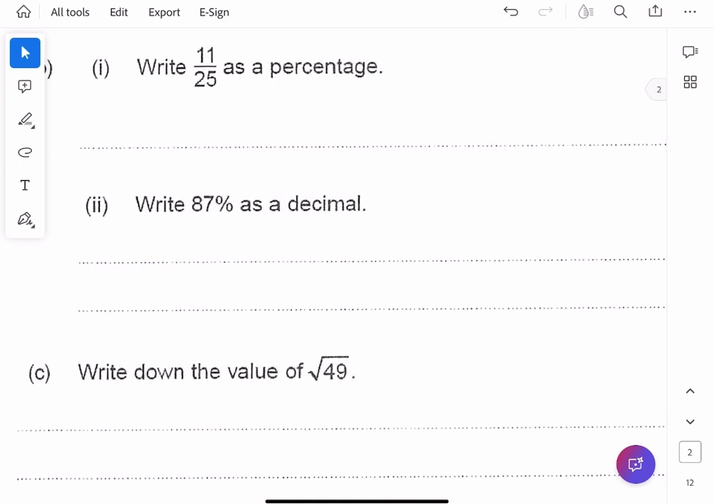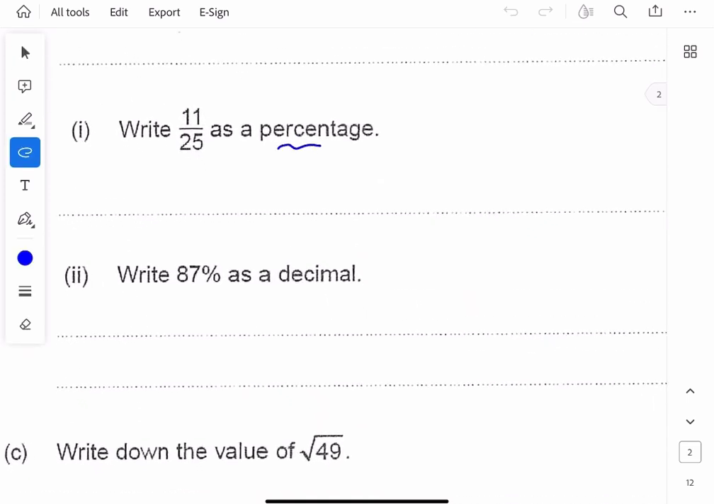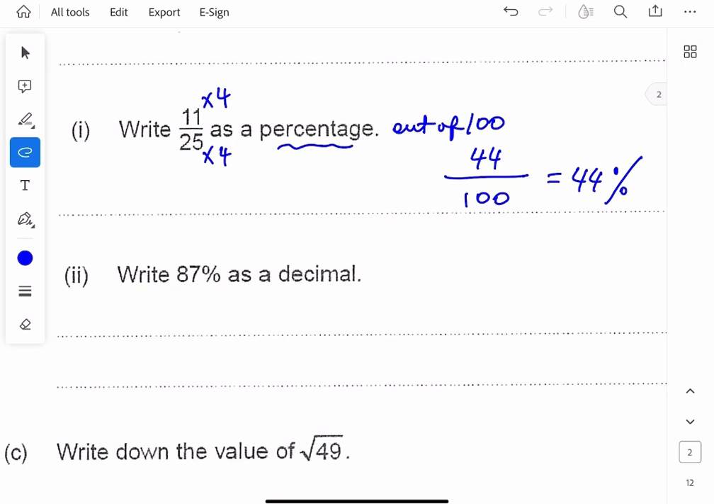Next, we need to show 11 over 25 as a percentage. So what we know, percentage means out of 100. So we're going to show this fraction as an equivalent fraction with 100 as a denominator. Times by 4, both sides, denominator and the numerator, and that will give you 44 over 100, which means 44%.